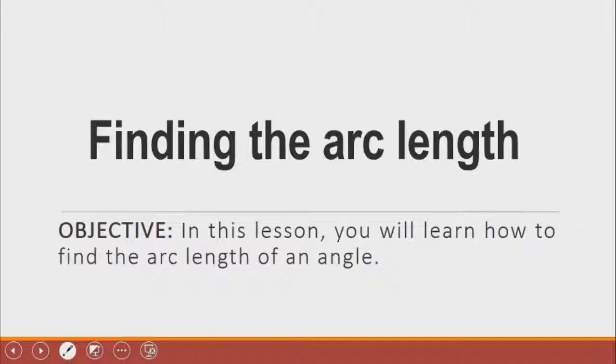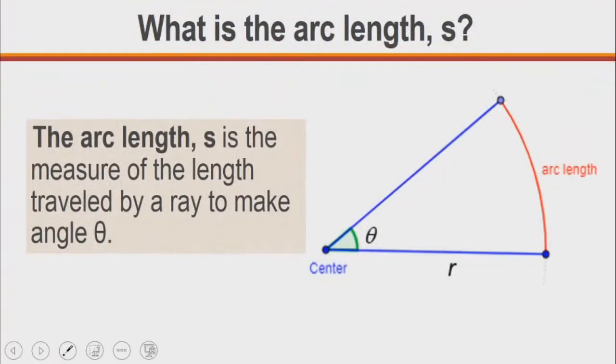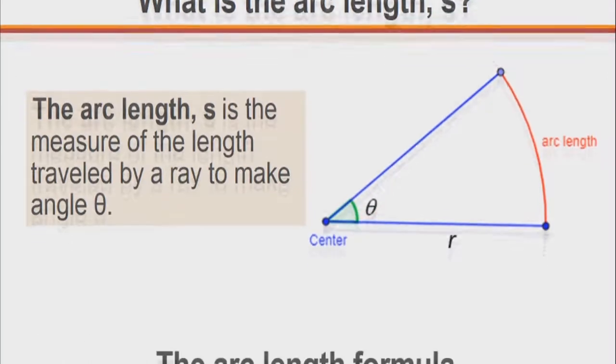I will show you how to find the arc length in this lesson. So as we move this ray to make this angle theta, the ray will make this circular arc, and the length of this arc is called the arc length. So the arc length is the measure of the length that is traveled by this ray for it to be able to make this angle theta.